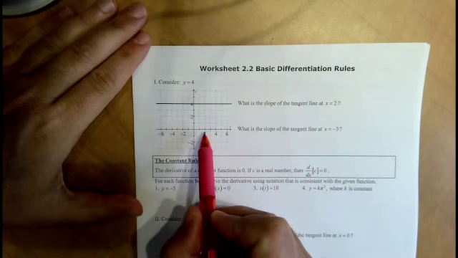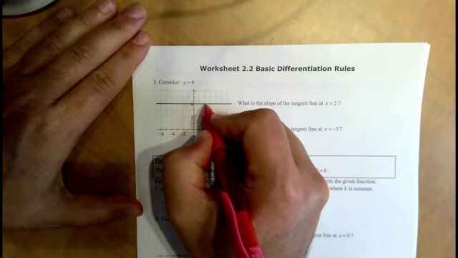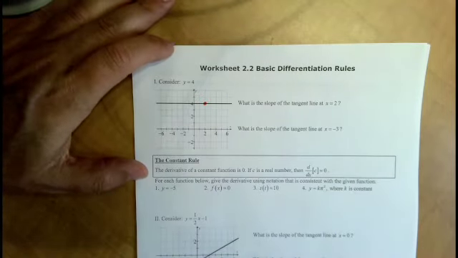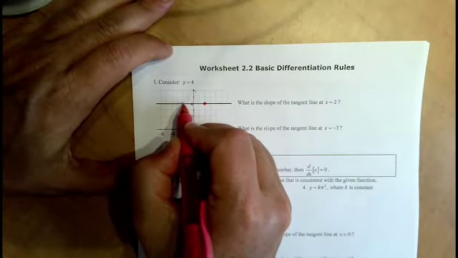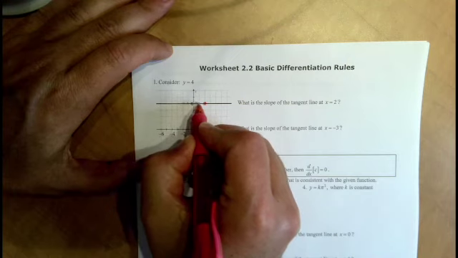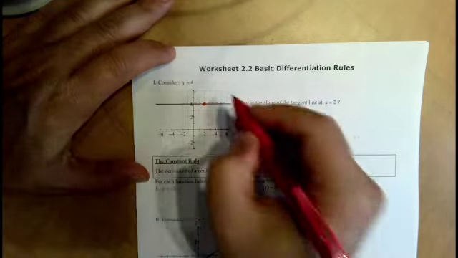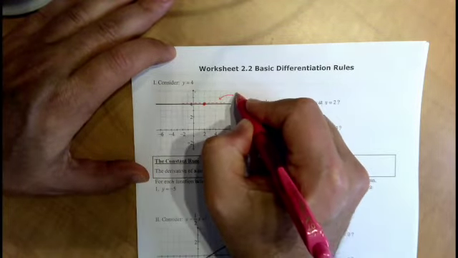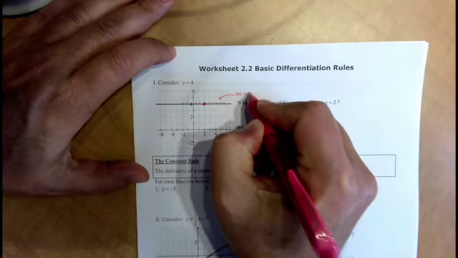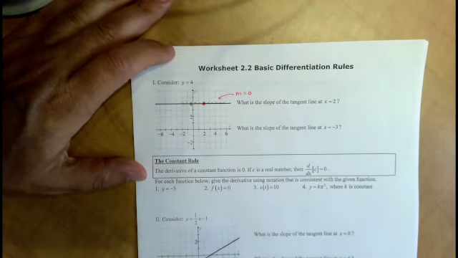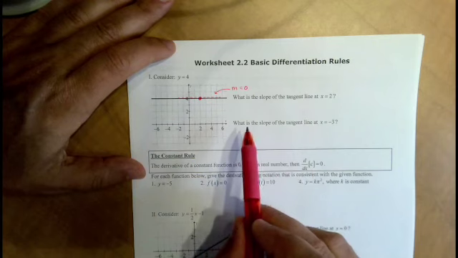Well, if I find x equals 2 and I look at that point right there, if I wanted to draw the tangent line, or the line that skims the surface of this horizontal line, that tangent line would have a slope of 0, thus confirming the rule, the derivative of any constant function is 0.